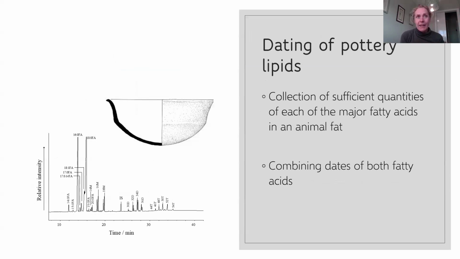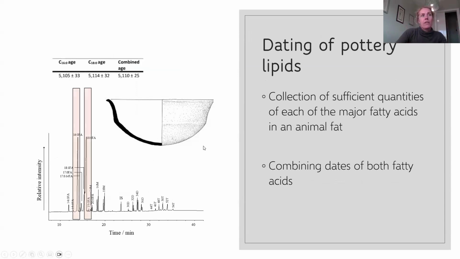So the last thing I will highlight in my last 30 seconds is the dating of pottery lipids. This means that we can date the individual fatty acids which are extracted from pottery, and we can get radiocarbon dates on each of these fatty acids. By statistically comparing the fatty acid radiocarbon dates, you get this internal check of the dates. And if they're in statistical agreement, you can then combine these dates to get a combined age for that milk residue or that meat residue that's been extracted from a pot.